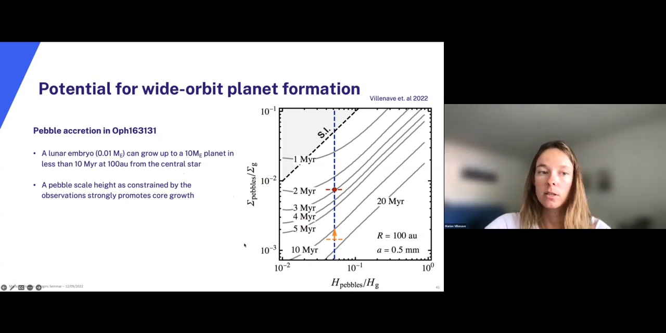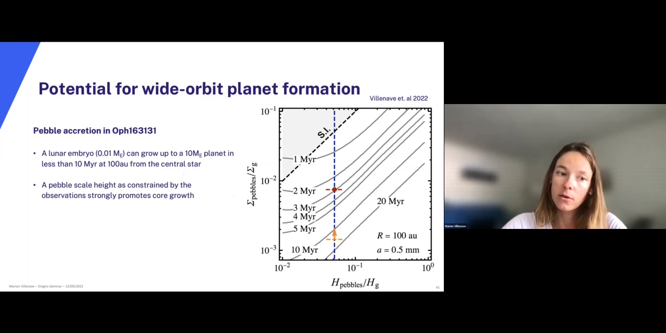And then what we wanted to see is how fast a lunar embryo can grow to a 10 Earth mass planet at 100 AU from the central star. And these contours here show how long it would take to grow from a moon to 10 Earth masses. And then we had to assume the gas to dust ratio. If we assume a gas to dust ratio of 100, we get this red line here. And in that case, it would mean that a 10 Earth mass planet can grow in 3 million years at 100 AU. In our worst case scenario, which is the orange line here, we still are able to form a 10 Earth mass planet in less than 10 million years, so within the typical disk lifetime.